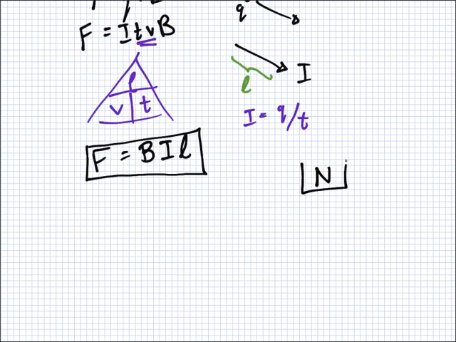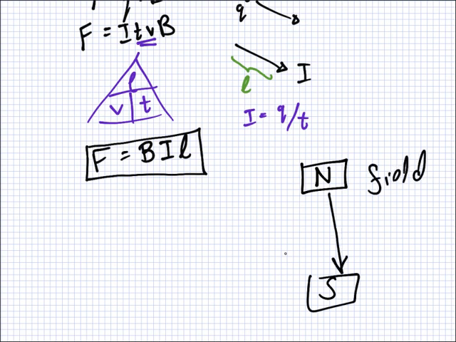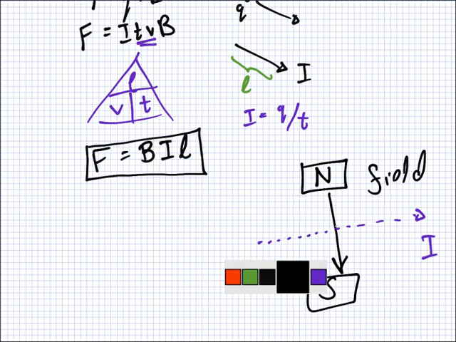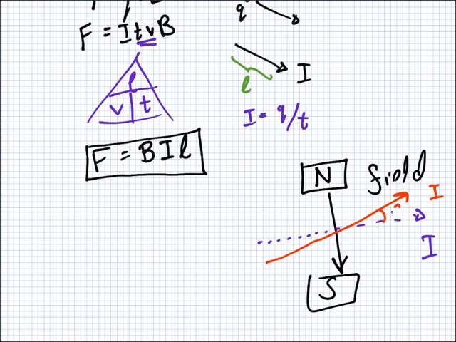North, south, field, and instead of being perpendicular like this, we'll put it at an angle. Like this instead, okay? We call this angle theta. So actually, this component here, we'll call it IX. And then this component here, we call it IY.